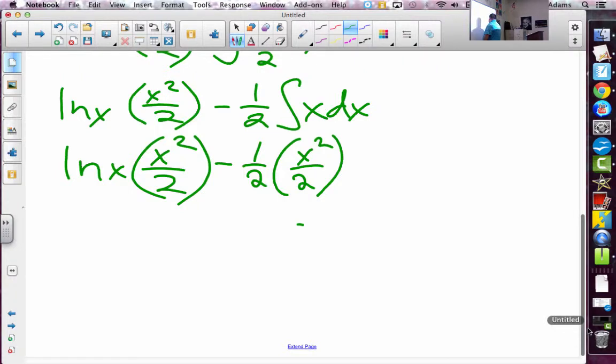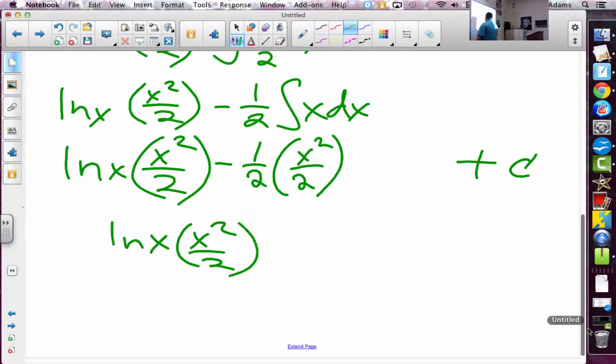Now at this point you can leave it alone because you're done. I mean, at some point you're going to do this plus c thing. Actually, we'll solve for c in a minute, right? So I might try to clean it up a little bit. I might say the natural log of x times x squared over 2 minus x squared over 4. I think that's how your textbook has it, right? Yeah, that's how they do it.